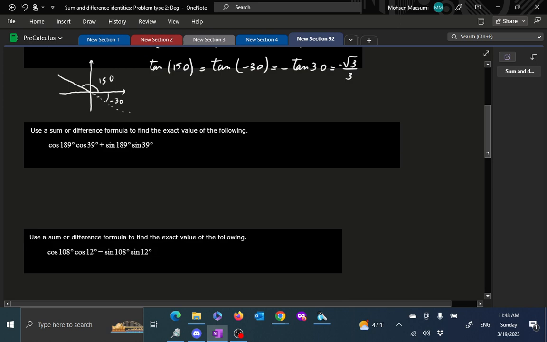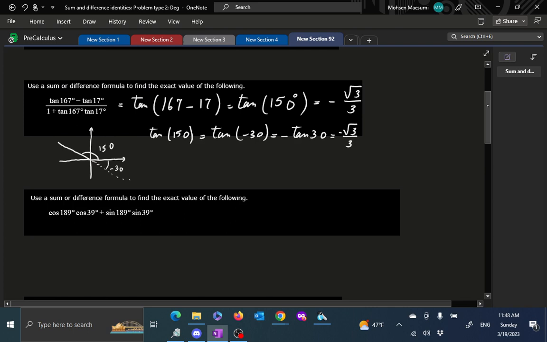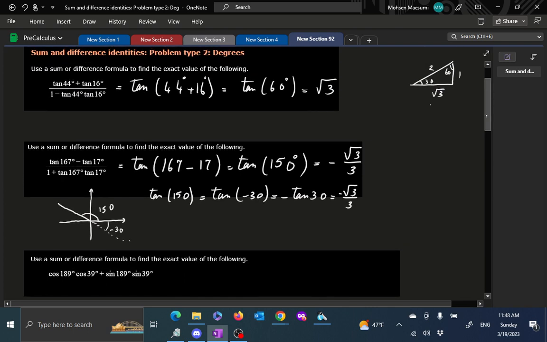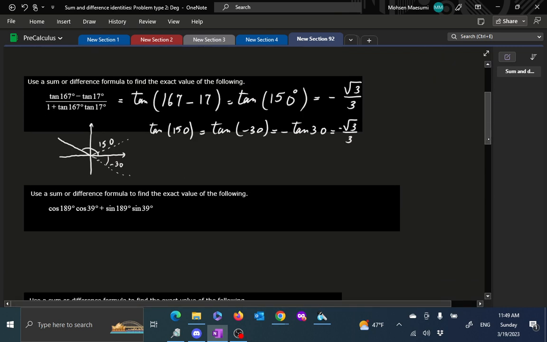So again, we could have gone to the table, minus radical 3 over 3, or we can use odd and even identities or reflection identities and come across the answer we want. So here, if you want to use odd and even, the tangent of 150 is minus tangent of 30, and then be done like that.